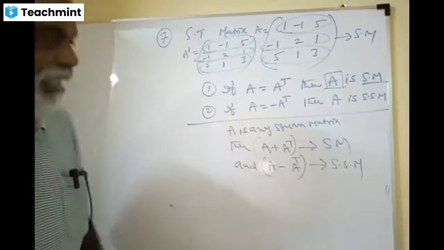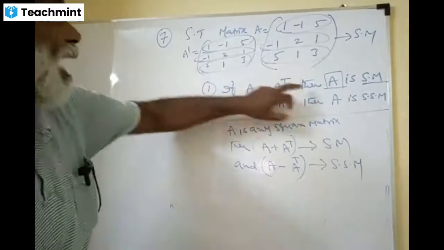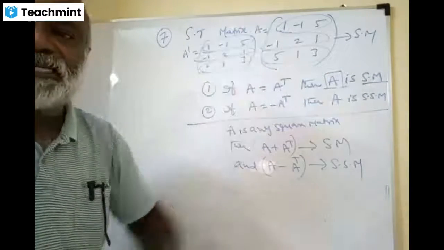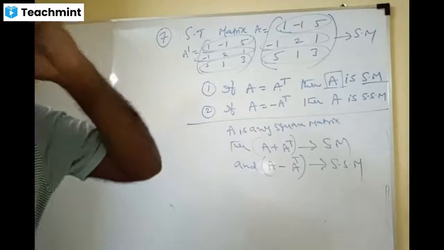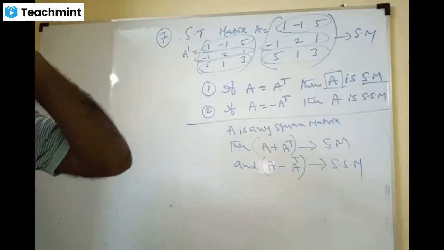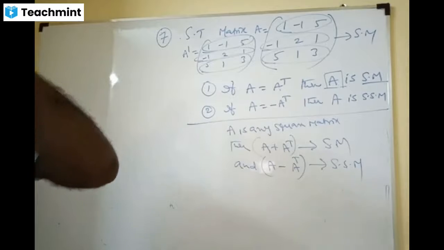So A is A transpose, therefore A is a symmetric matrix, proved. That's it. A and A transpose must be identical matrices, therefore A is a symmetric matrix.